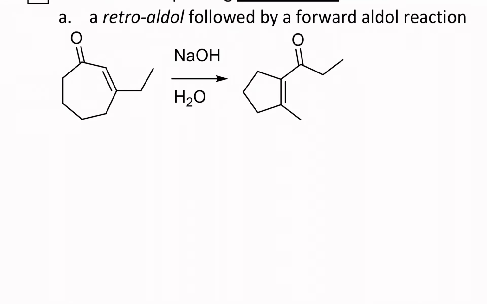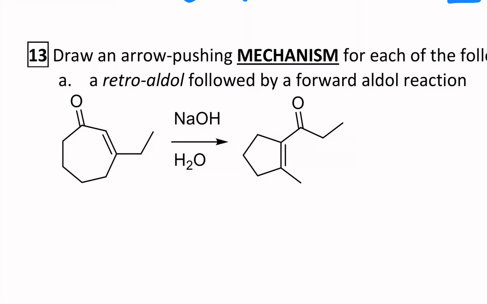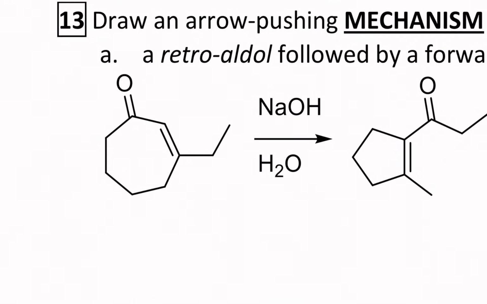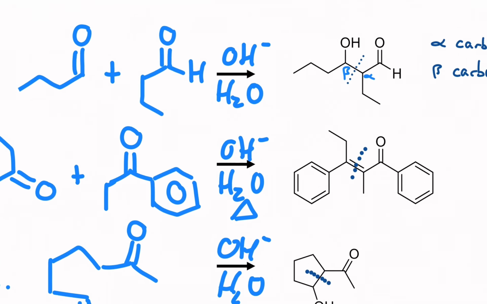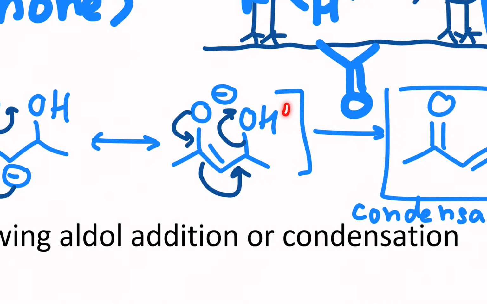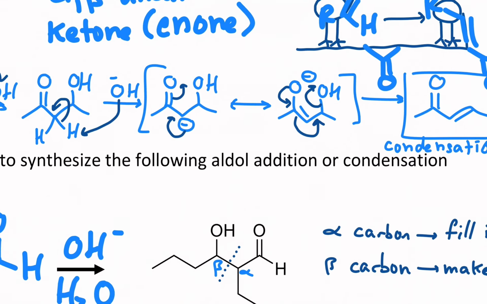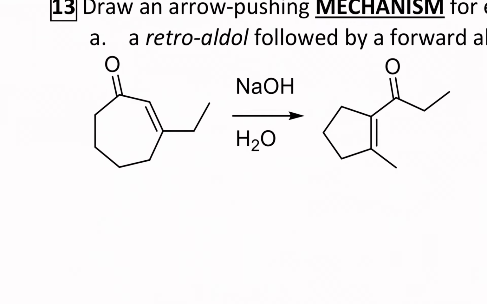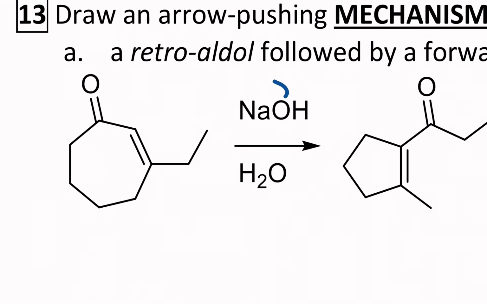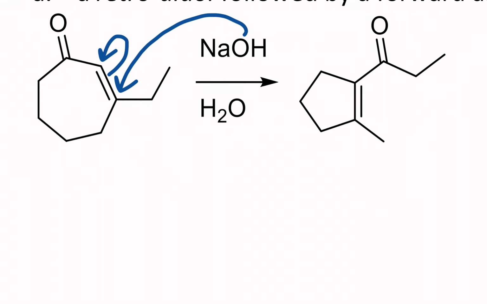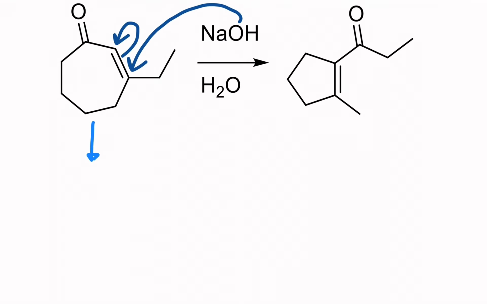So let's see how that happens by writing out the mechanism for this forward aldol that follows a retro aldol, a backwards aldol. Okay, so let's start. The first thing that happens in a retro aldol is going to be whatever the last step was in the forward aldol. So go back up to the mechanism. The last thing that happened in the forward aldol was hydroxide leaves. That means in a retro aldol, the first step is hydroxide comes in, and it will form a bond with the beta carbon. In fact, it looks just like a conjugate addition of hydroxide to this unsaturated ketone.